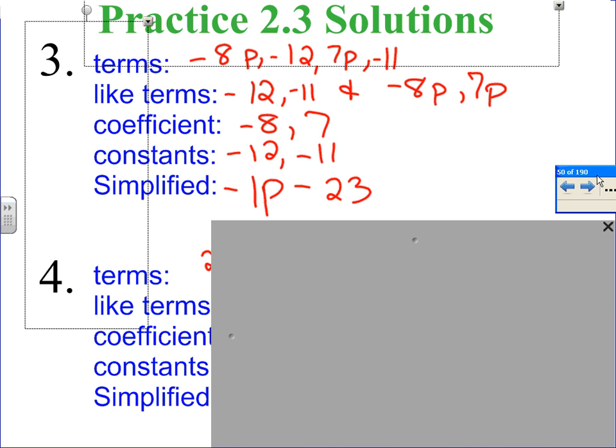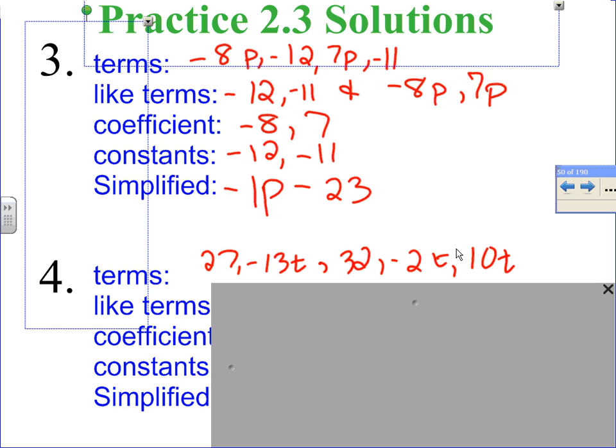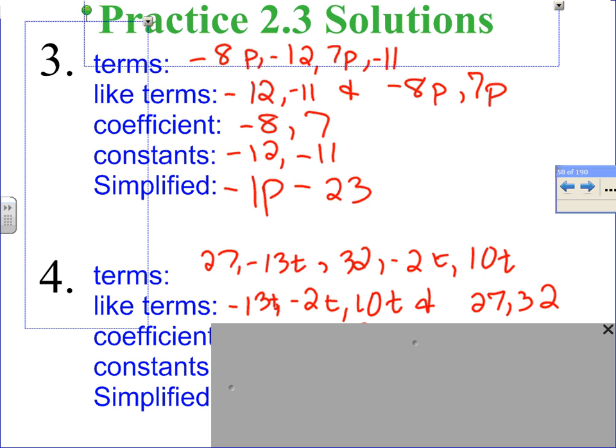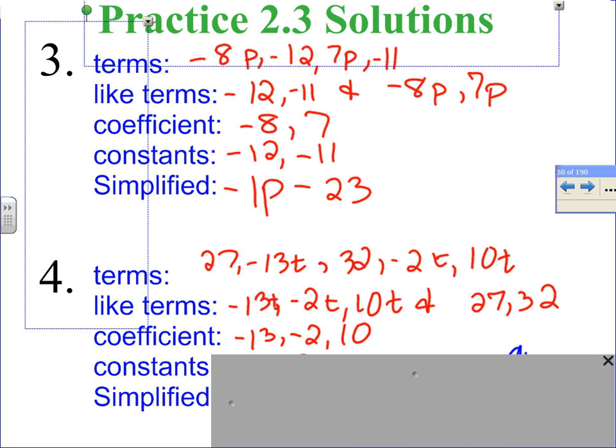Perfect. Like terms. 13t, negative 2t, 10t. Good. Coefficients. That means the ones with the variable. 13. Negative 2, 10. Good. Constants. 27, 32. Good. And then your simplified expression.